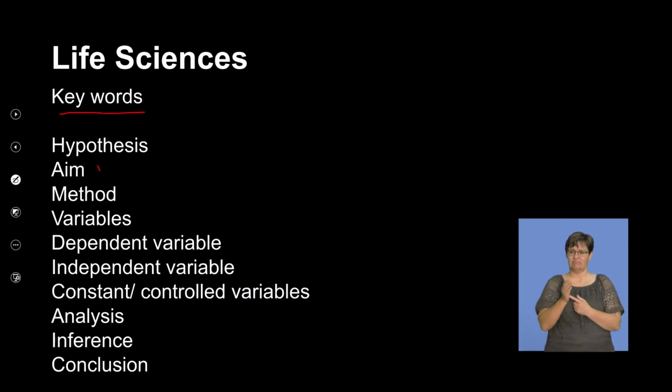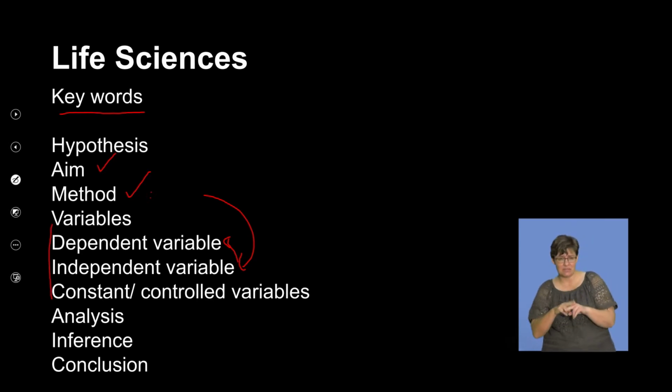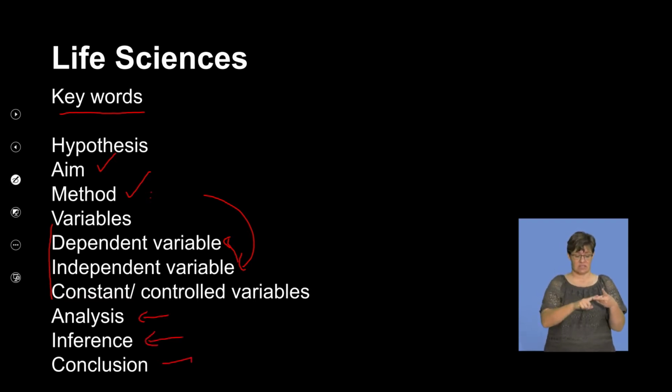So we've been exposed to the word aim as a question of intent. The method is actually the experimental recipe that you're going to follow, a series of steps to actually measure out the independent variable's effect on other factors, which we know are the dependent variables. So we've been exposed to the terms dependent, independent, and control variables. Today we're going to introduce the terms analysis, inference, and conclusion in our lesson.